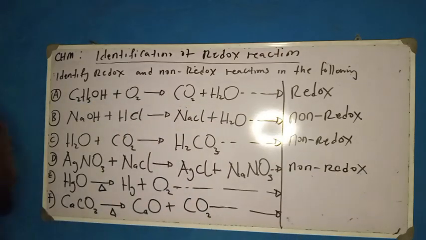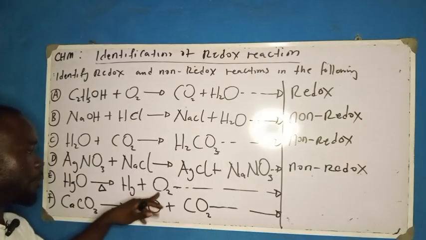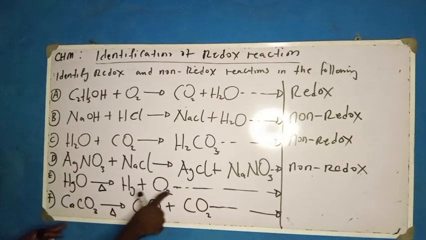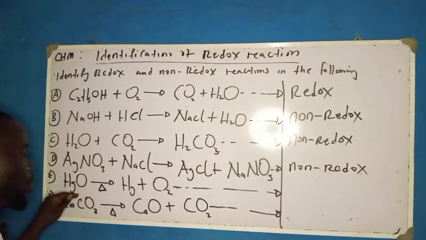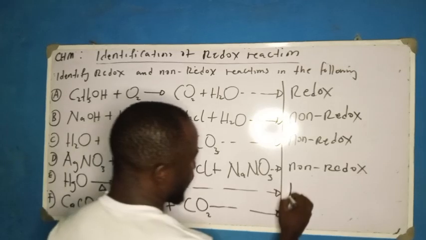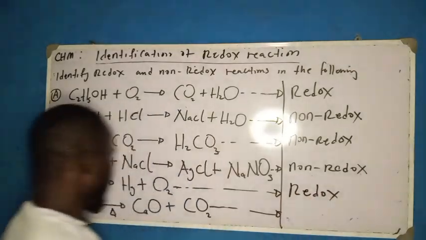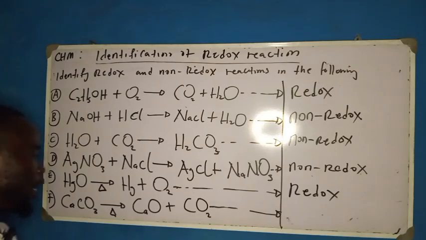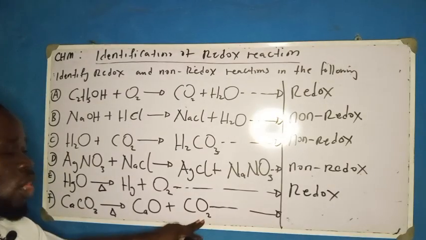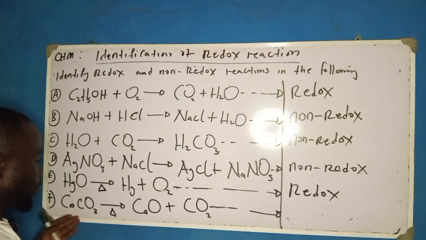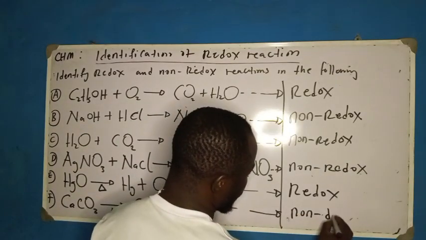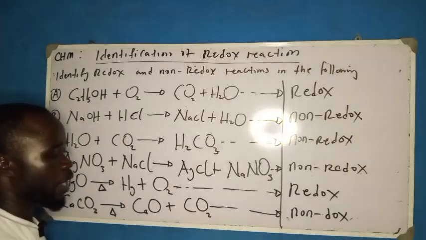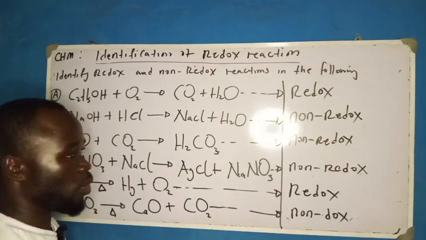Then, mercury oxide reacting to give us pure mercury plus oxygen gas, this is a redox reaction because it contains a pure atom and a pure molecule. Then this is a compound. So this is actually a redox reaction. Then last but not the least, calcium trioxocarbonate reacting to give us calcium oxide plus carbon dioxide. You see that everything here is a compound. That means it's non-redox. Very good. So those of you preparing for your JAM or WAEC, this question will normally come out.